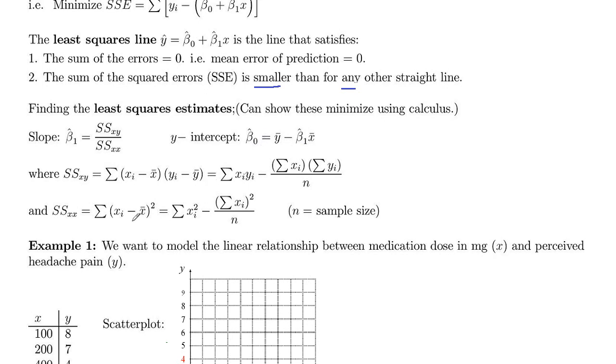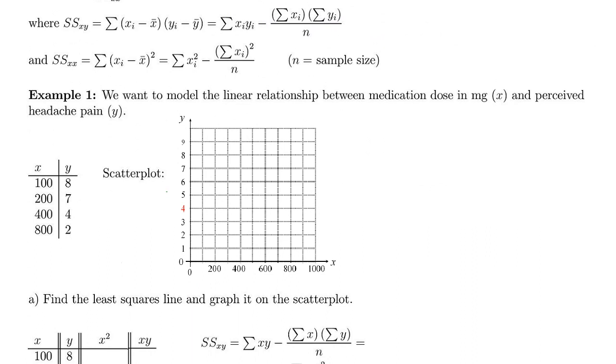So you can think of the sum of squares of xx as a measure of the error in the x coordinate, and then sum of squares of xy as a measurement of the error in both coordinates, because we've taken the deviations and multiplied them.